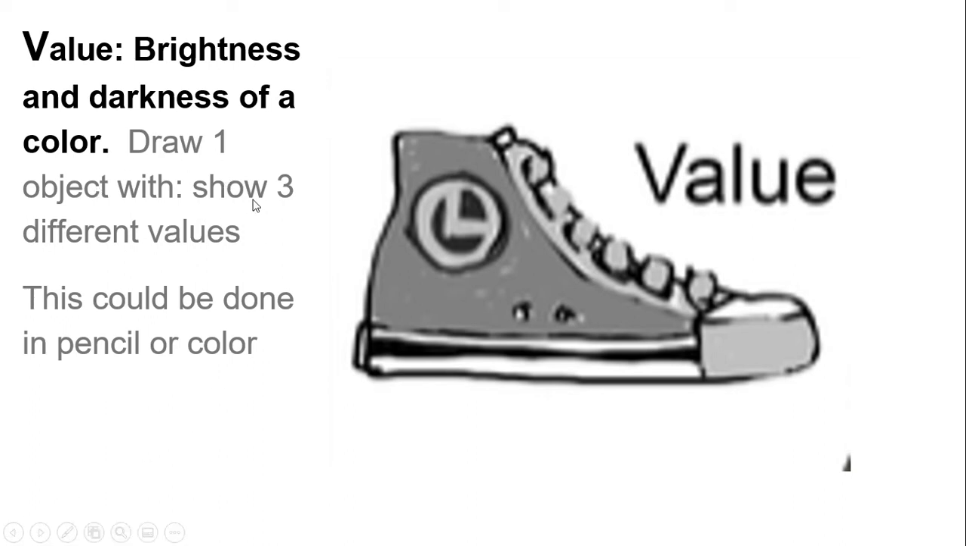So you're going to draw one object and show 3 different values. So right here we have white, we have light gray, we've got medium gray, and we have black. So this one actually has 4 values in it. So whatever image you're going to use, at least 3 different values need to be shown.